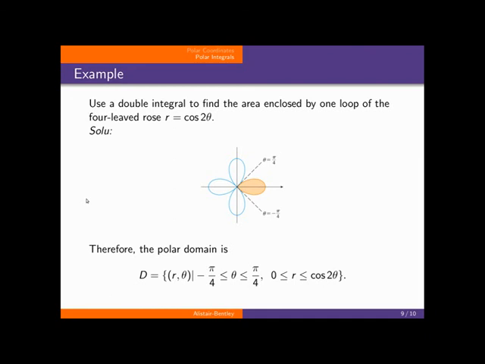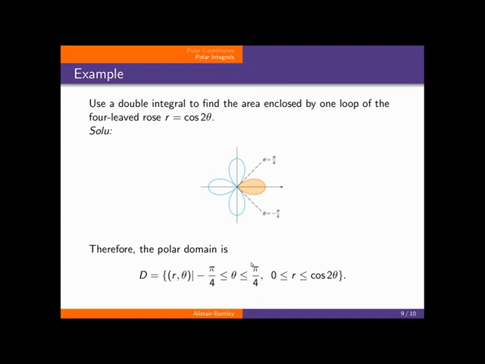In this next example, we're asked to use double integration to find the area enclosed by one loop of the four-leaved rose r equals cosine 2 theta. Now, as you may recall from Calculus 2, the shape of this curve is given as follows. And we know that one leaf of that four-leaved rose occurs when we allow theta to vary between minus pi over 4 up until positive pi over 4.